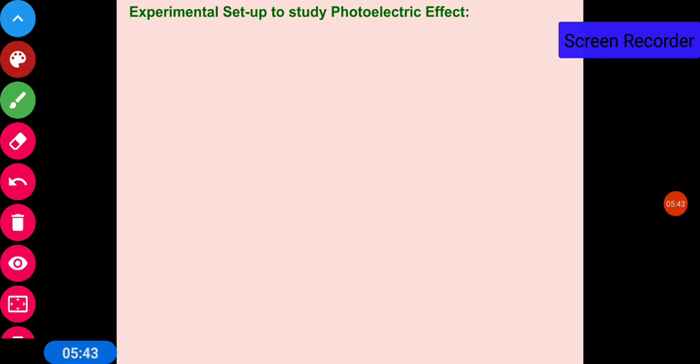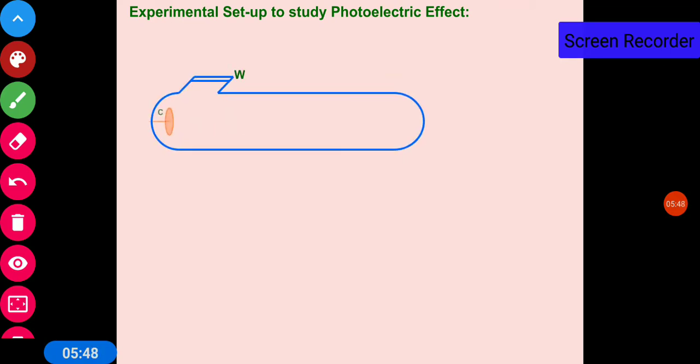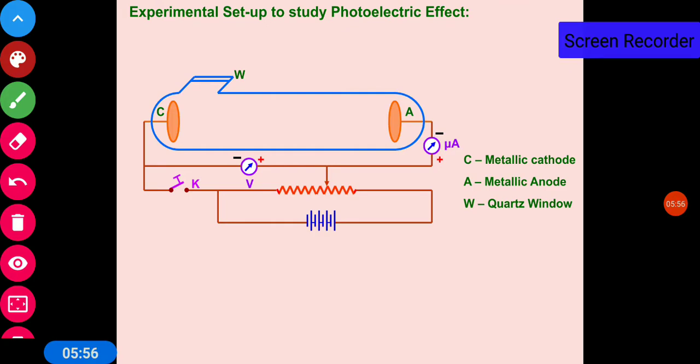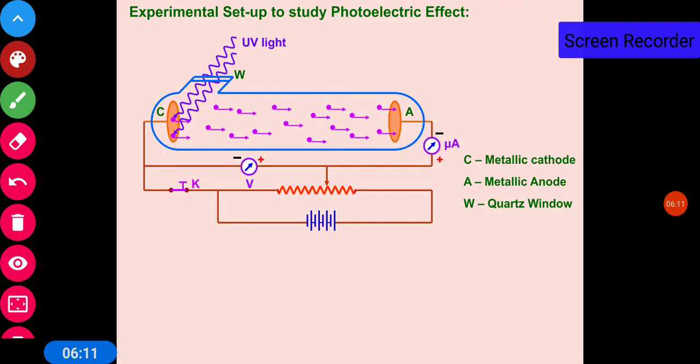Now, experimental setup to study the photoelectric effect. Now, this is a glass tube, C cathode, A anode, connected like this. This is the circuit diagram where C is the metallic cathode, A is the metallic anode, and W is the quartz window. Now, when the UV light through the quartz window falls on the metallic cathode, electrons are ejected and they are collected by the anode.